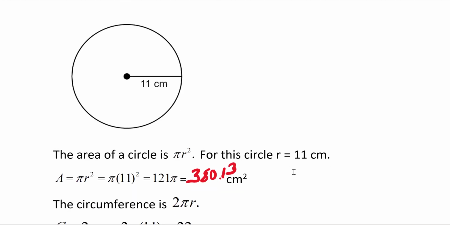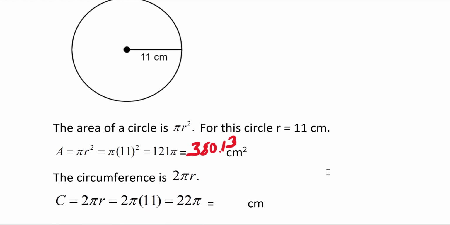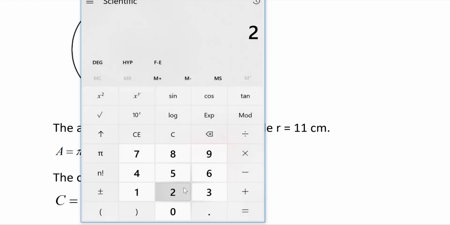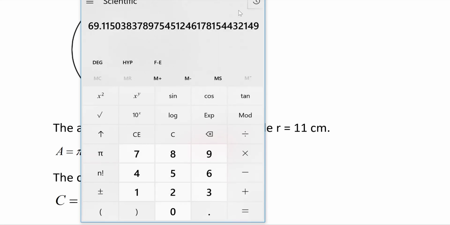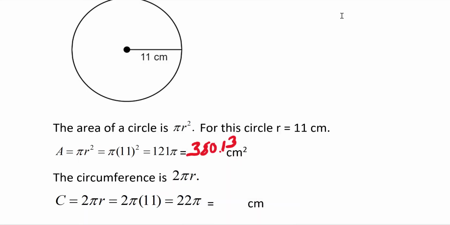Centimeters squared. The circumference is 2 pi r. 2 pi r, 2 times 11 are 22 pi, which is 69.12 centimeters. I'm going to suggest when you work problems that entail pi that you leave the multiplication by pi until the very last step.